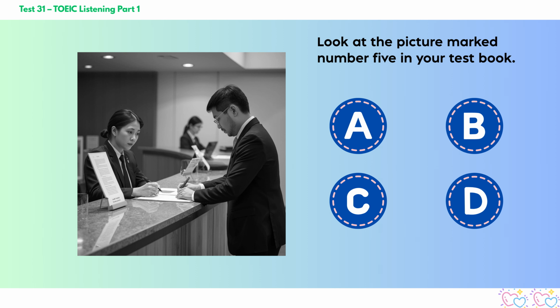Look at the picture marked number 5 in your textbook. A. The man is signing documents at the reception desk. B. The receptionist is answering the phone. C. Visitors are waiting in the lobby. D. The man is sitting on a sofa nearby.